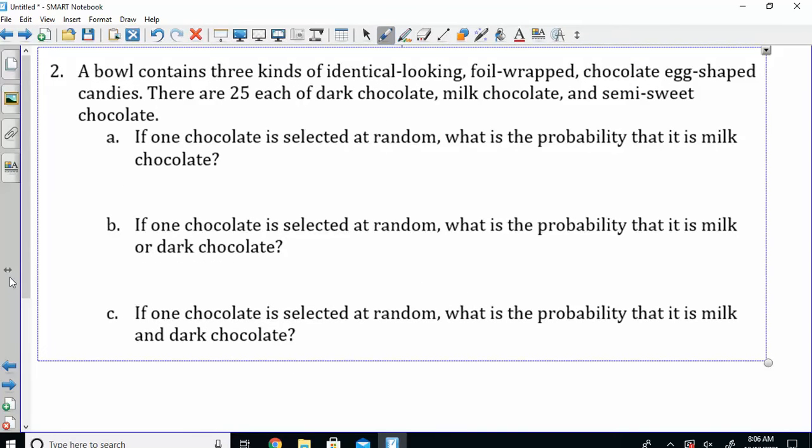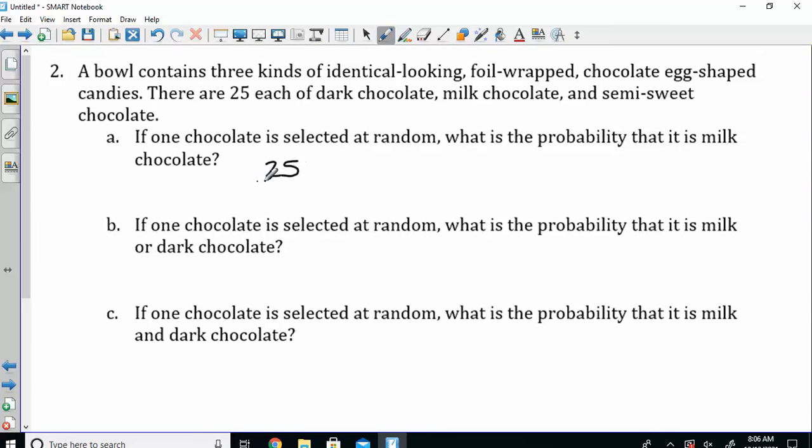Alright, let's look at the next one. We have 3 different kinds of candies in here. There's 25 each of dark, milk, and semi-sweet. So part A, if a chocolate is selected at random, what's the probability that it is milk chocolate? How many milk chocolates do we have? 25. Out of how many total pieces of chocolate? 75. So you get 1/3 or 0.3 repeating.